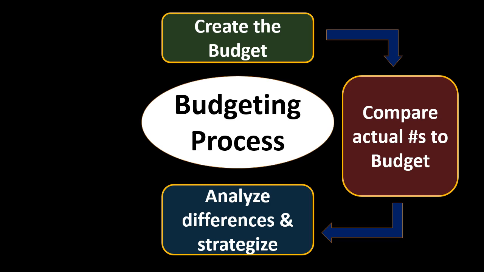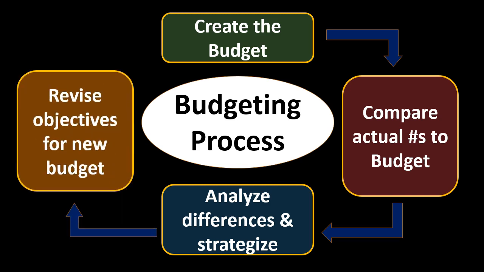We'll look at the differences, of course, the variances, and then we'll strategize based on those, make changes based on those, and then, of course, implement another budget. We're going to revise the objectives for the new budget, and then we're going to create the new budget again. This is going to be the standard cycle that we will be going through within the budgeting process. Of course, we plan, we budget, we project out with that budget, then the time period passes, we compare what happened to what our projection was, we look at the differences, and then we make changes based on those differences.